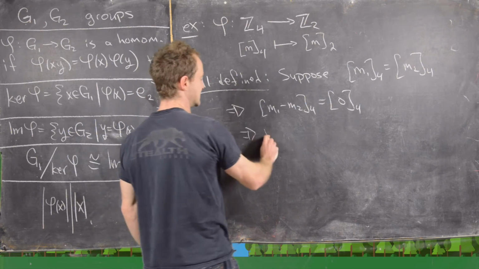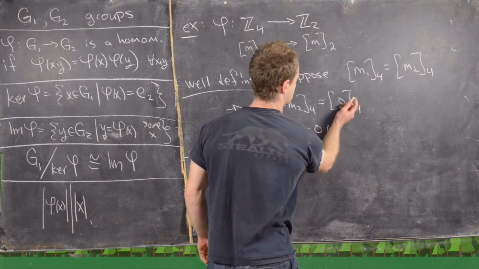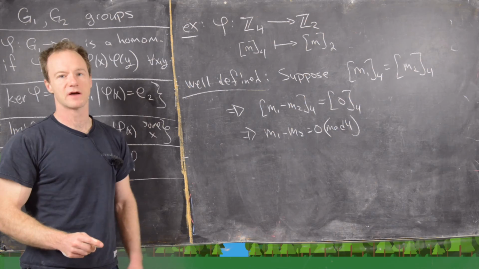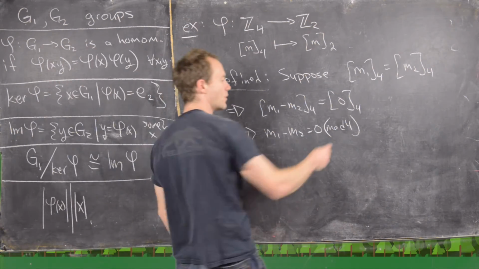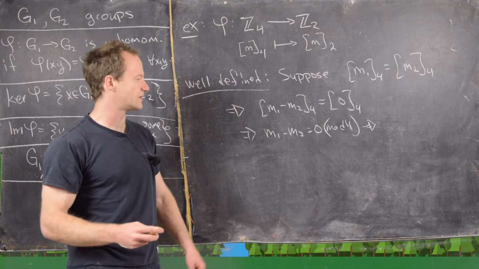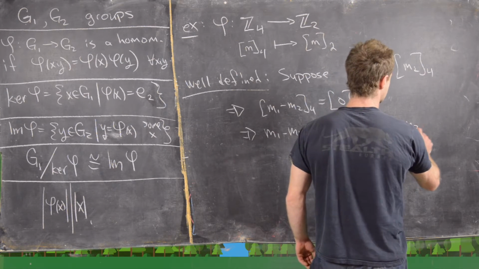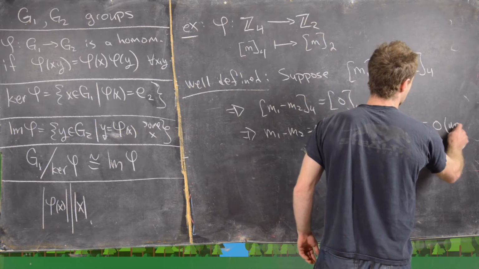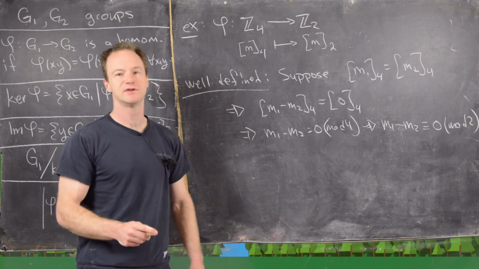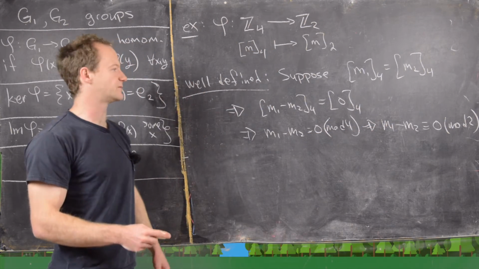But what that tells us is that M1 minus M2 is congruent to 0 mod 4. But anything that's congruent to 0 mod 4 is a multiple of 4, and that tells us it's also a multiple of 2. Obviously, a multiple of 4 is also a multiple of 2. So we can say that M1 minus M2 is also 0 mod 2. So let's reiterate. This means that M1 minus M2 is a multiple of 4, but it follows that M1 minus M2 is a multiple of 2.